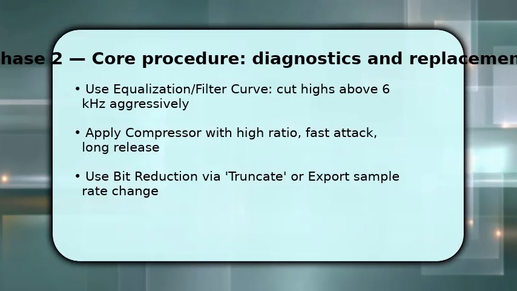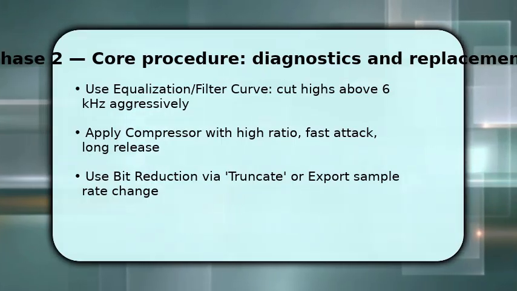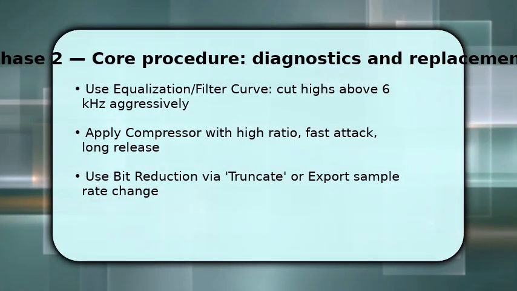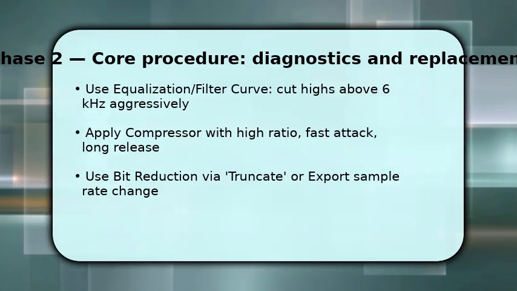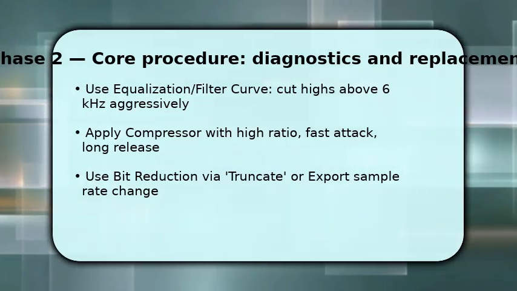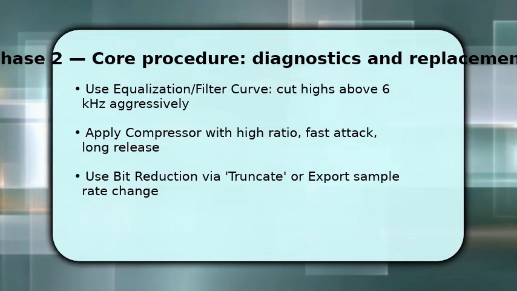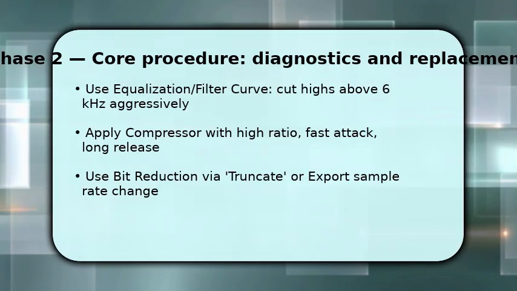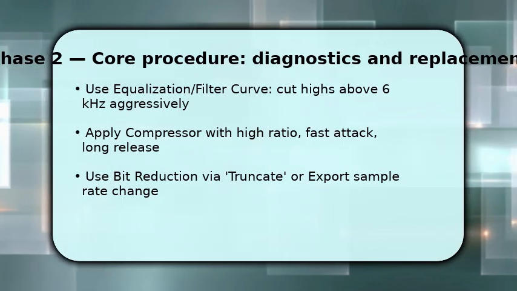Now you'll intentionally trash the fidelity. Start with the equalization or filter curve and roll off everything above about 6K Hz to remove brightness. That creates muffled sound. Next, apply a compressor with a high ratio and fast attack to crush dynamics. This flattens transients and makes the audio sound squashed.